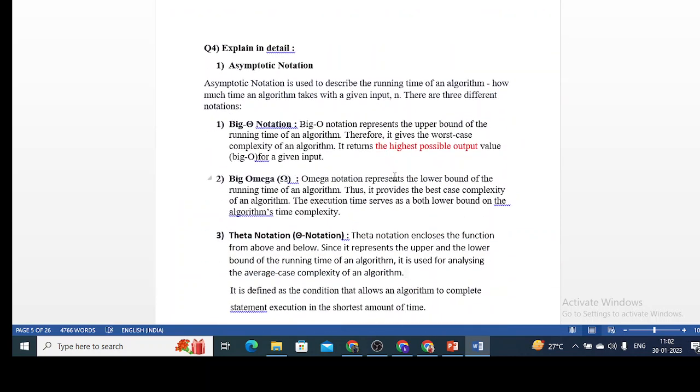Now the next question is, explain in detail asymptotic notation. Now what is the meaning of asymptotic notation? To define the complexity in a more bounded way.